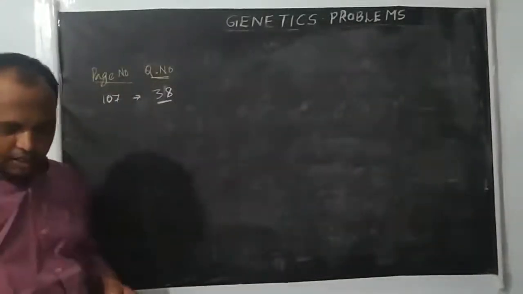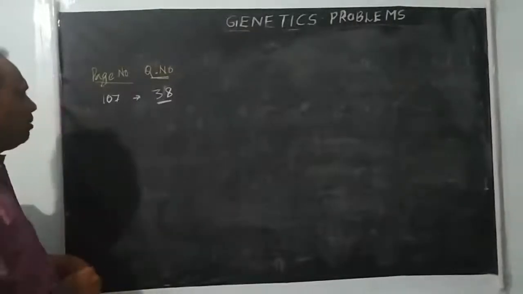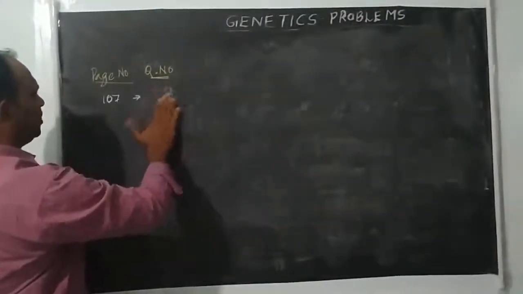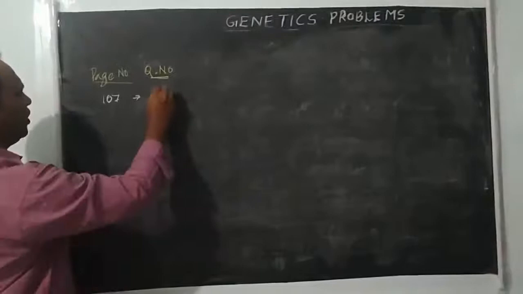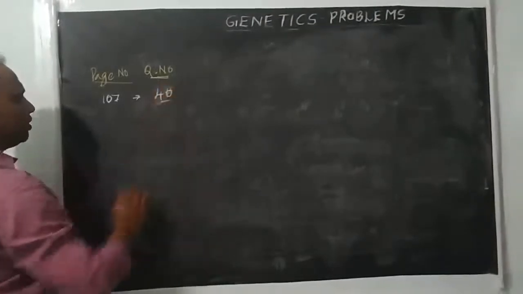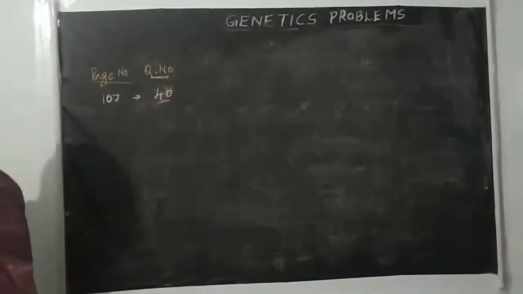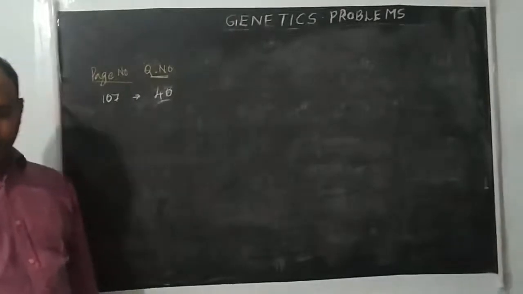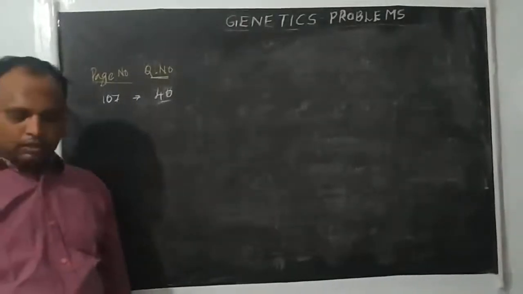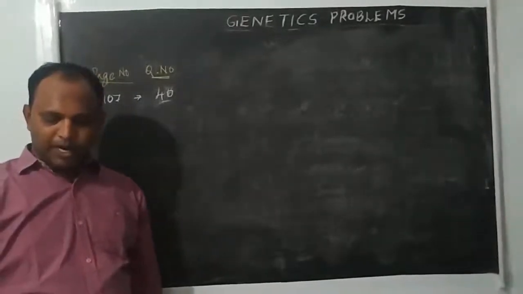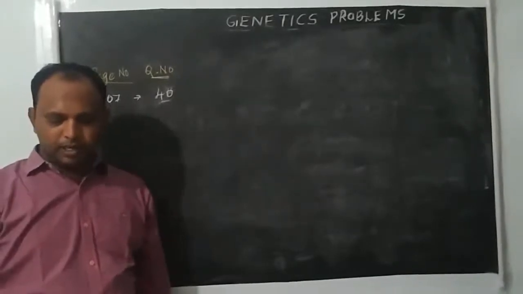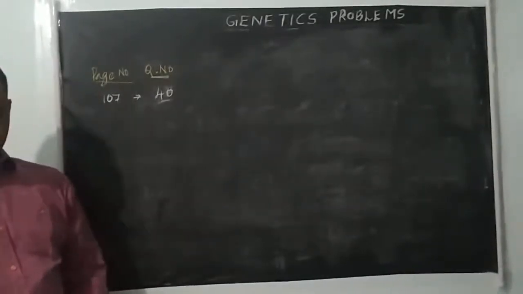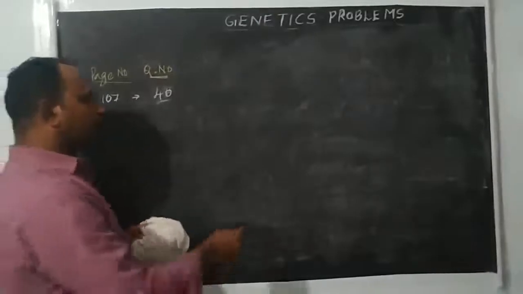So next we will see another question. Question number 40, same page number 107. If 120 plants are produced on crossing pure violet and pure white color pea plants, then the number of offspring will be... So they are taking pure violet.